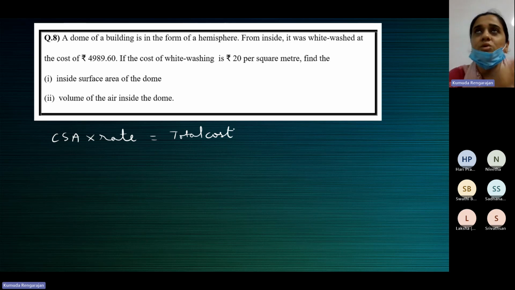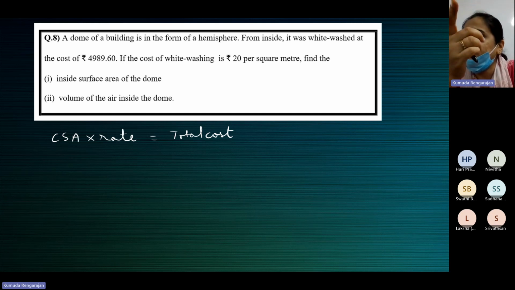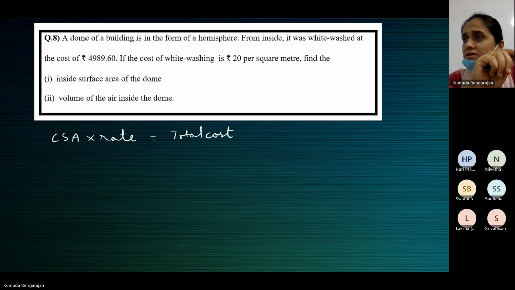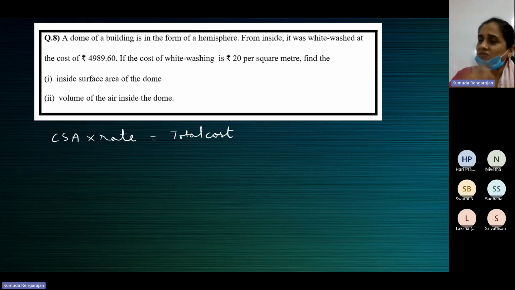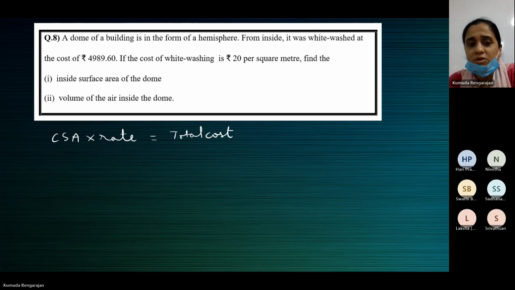You will find the CSA of your dome, the curved surface area. Why curved surface area? Because you're whitewashing, so we'll have to find surface area. You're going to touch the surface of the dome. You're not stuffing something inside the dome. You're working on the surface of the dome. So find the CSA and multiply that with the rate, that is rupees 20. You will get the total cost, correct? So CSA into rate is equal to total cost.